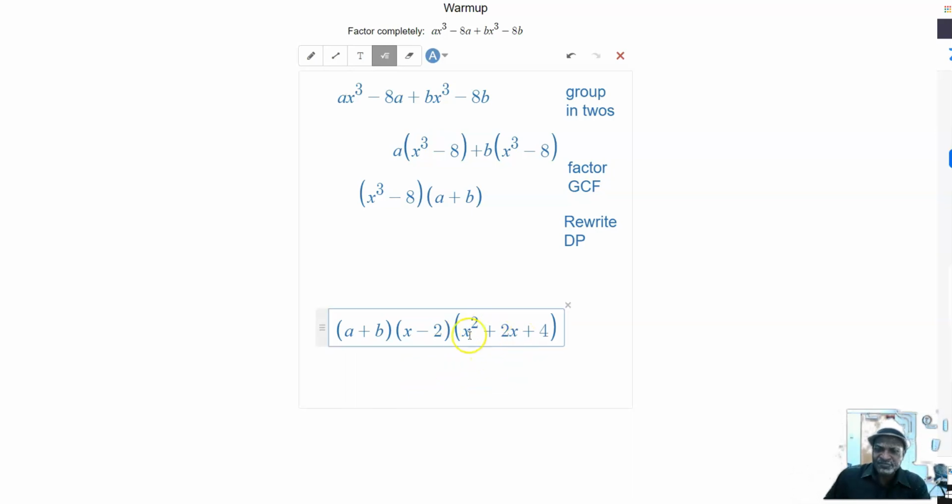We learned from yesterday that, of course, you cannot factor x squared plus 2x plus 4. Or anytime you have a difference of cubes, this trinomial part, you can't factor it. Okay, so that's the warm-up question. All right, let's keep on moving now.